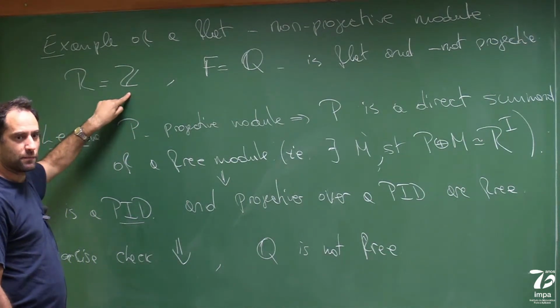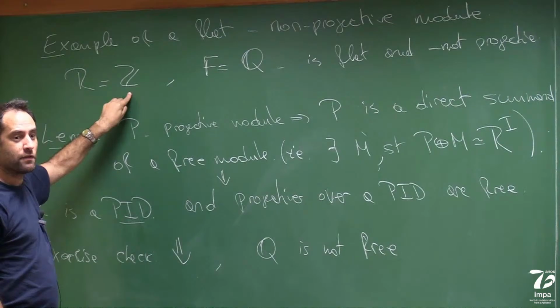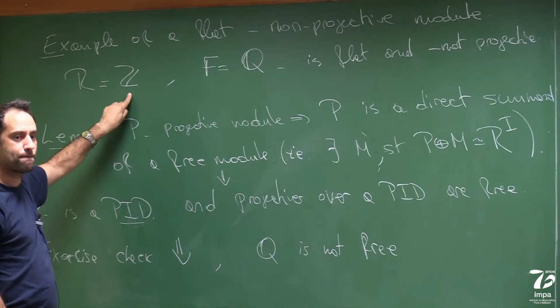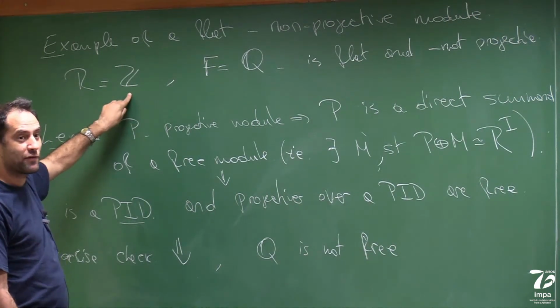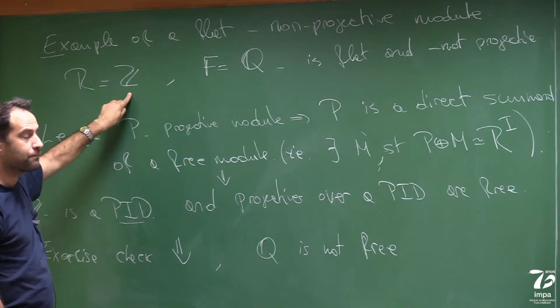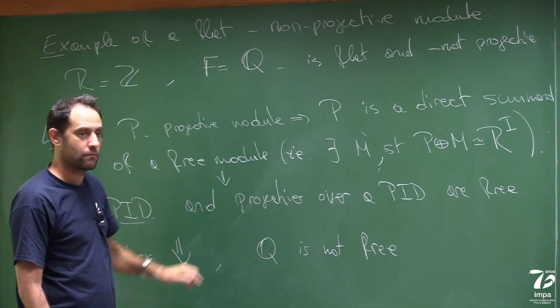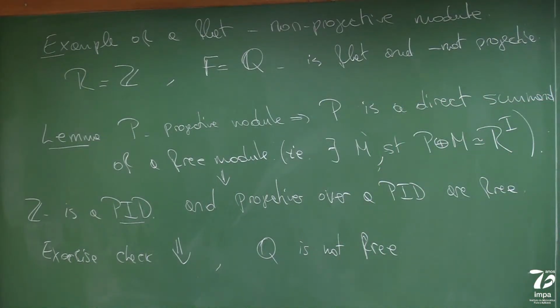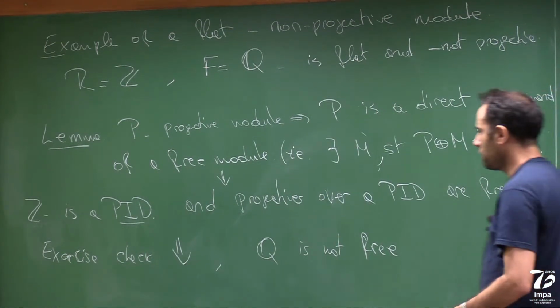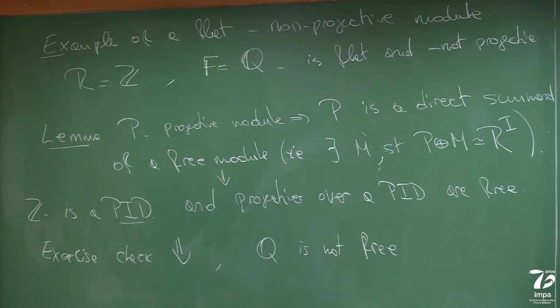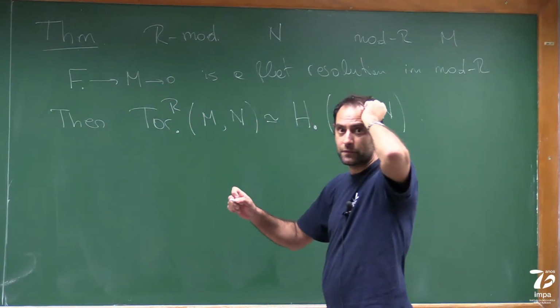Z is not divisible as a Z module. Therefore, any free module is not divisible as a Z module, because every free module is going to be direct sums or products of Z's. So Q cannot be free, because Q is divisible and the free modules over Z are never divisible. All right, so that justifies why this theorem is interesting, because we can use flat modules that are not necessarily projective. So let's prove this theorem.